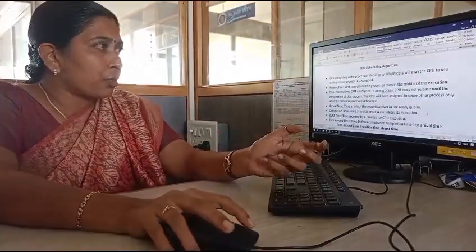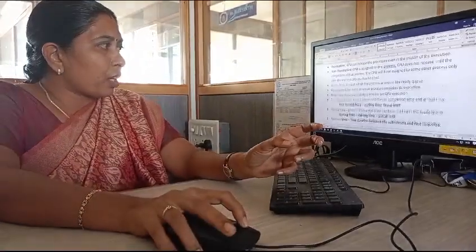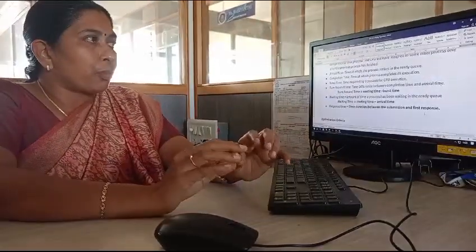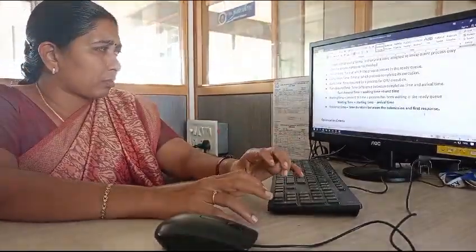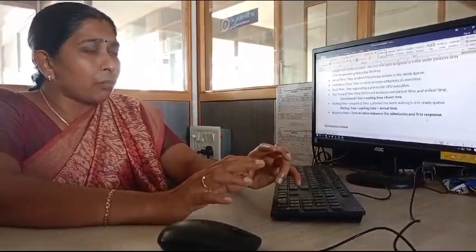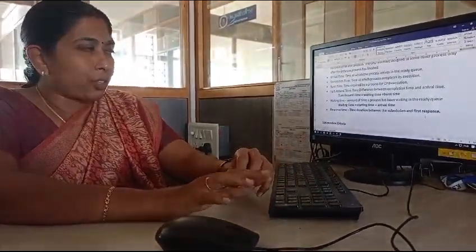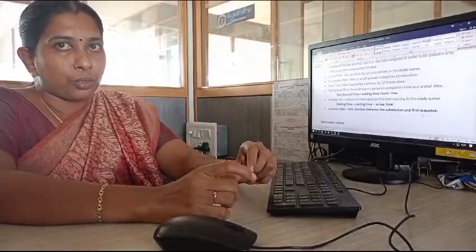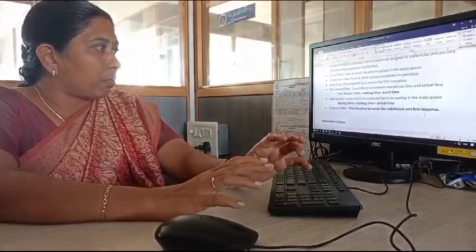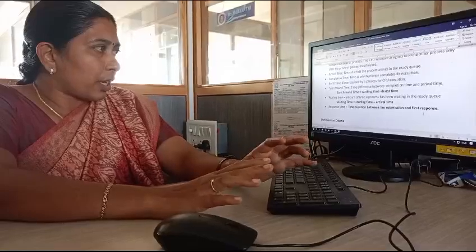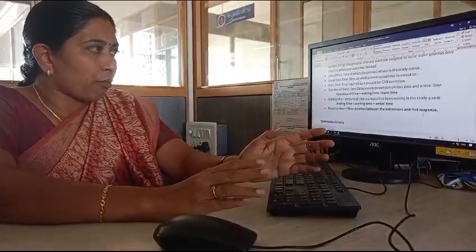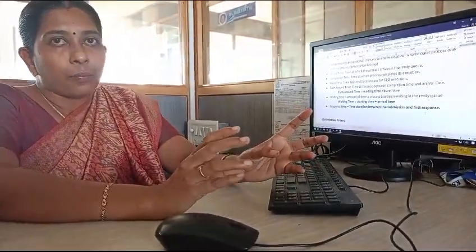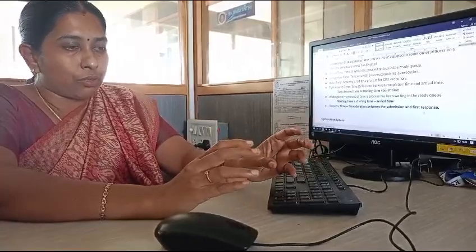Some of the terminologies used in scheduling criteria: the first one is arrival time, that is the time at which a process arrives in the ready queue. Next one is completion time, that is the time at which the process completes its execution. And next one is burst time, that is the time taken for the entire execution of the process. Next one is turnaround time. This turnaround time is the summation of the complete execution time of that process and the waiting time of that process which is in the ready queue.